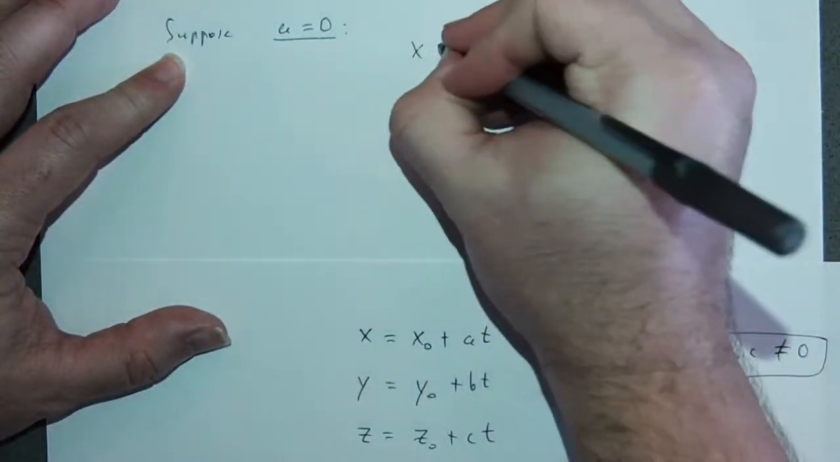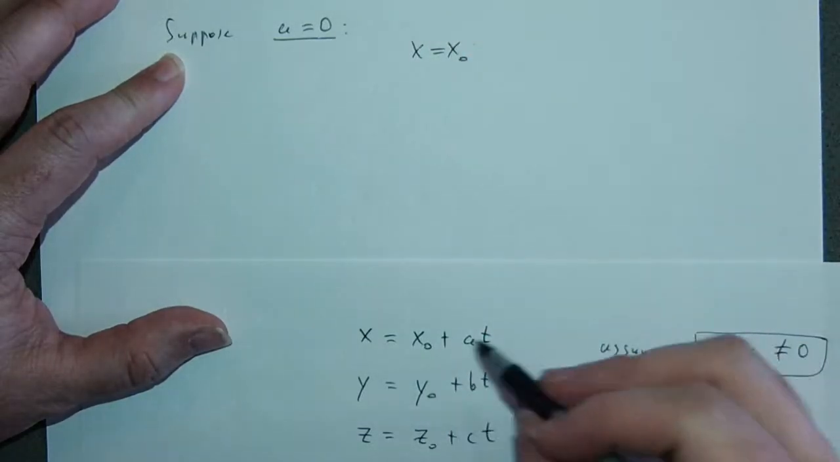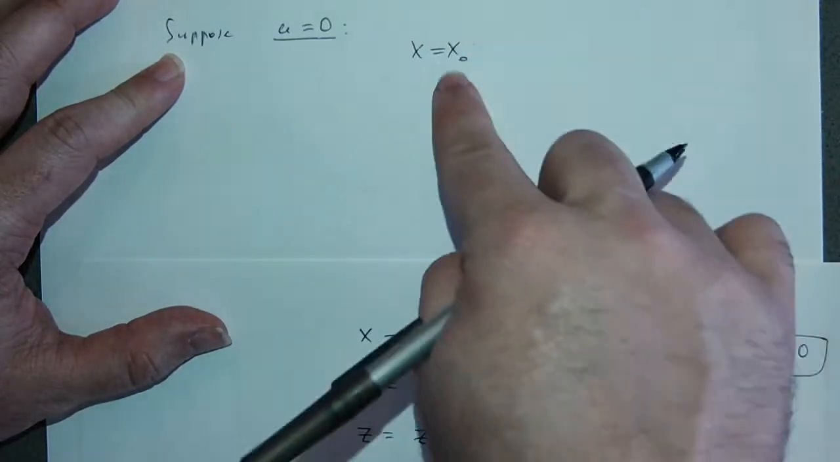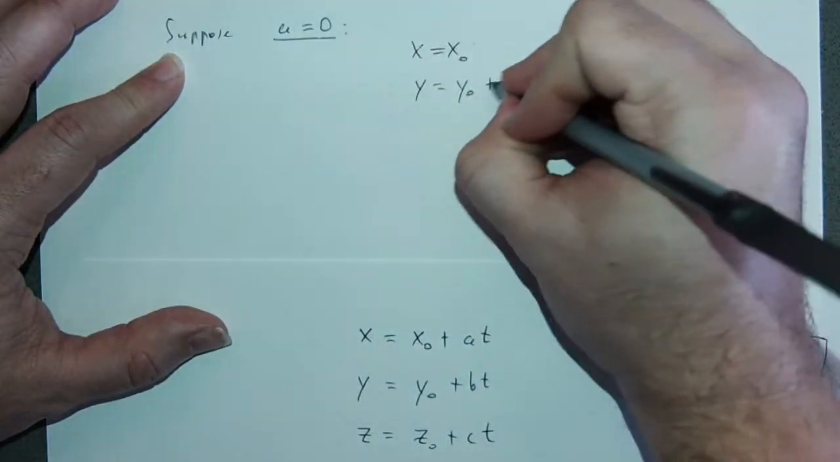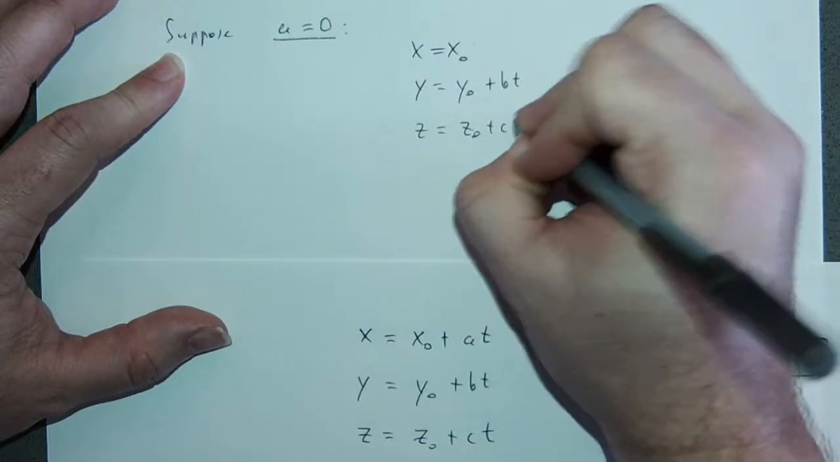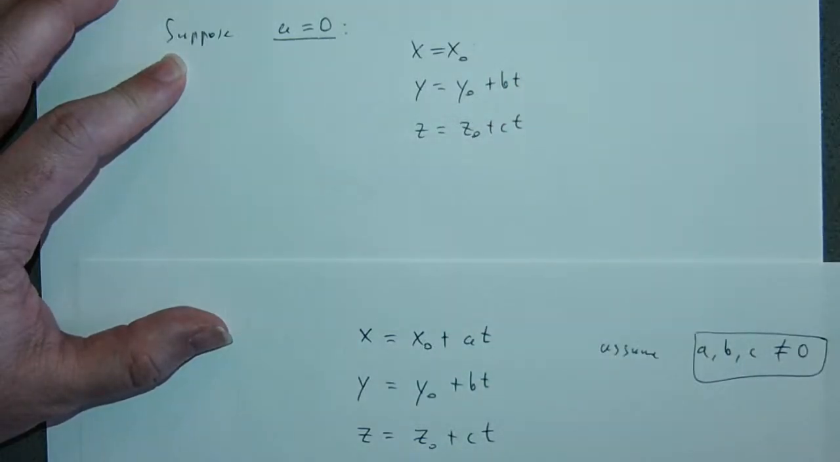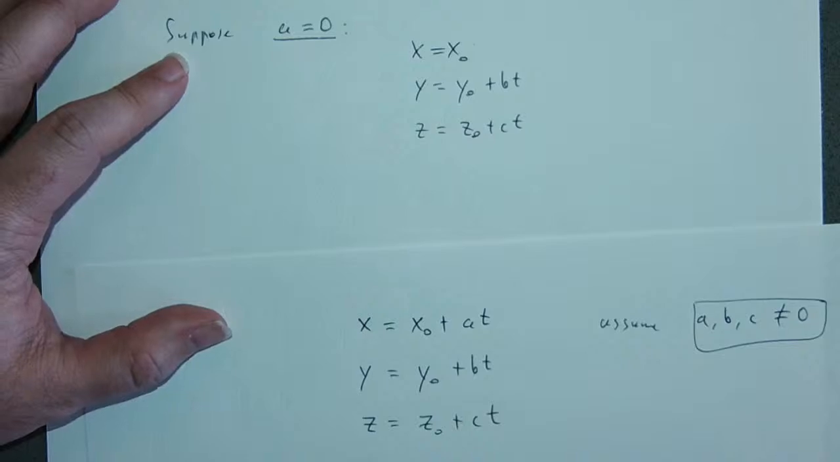Well, then what you get is that x is equal to x0, right? So a is 0, so that term goes away. And we're left with x is equal to x0, y is equal to y0 plus bt, and z is equal to z0 plus ct. So x is actually constant. The x slot is constant. It's just always equal to x naught.